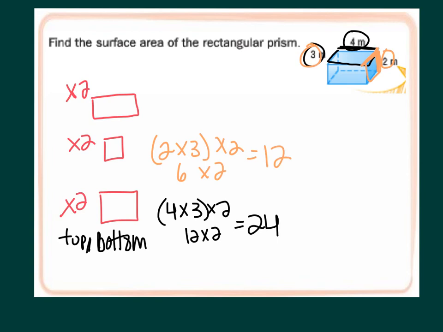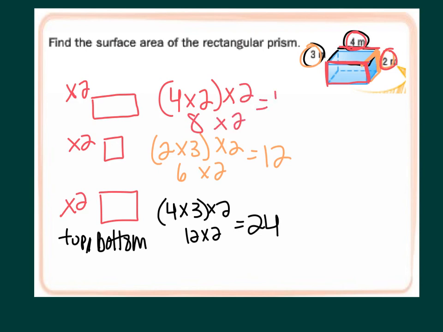And then the last one I want to do is the front and the back. The front is right here. So what dimension is this? Well, that's the same thing as this, so 4. And then my side isn't going to be 3. I know 3 is close to it, but really my side is this 2. So 4 times 2. And then do 2 of those. 4 times 2 is 8, times 2 equals 16.